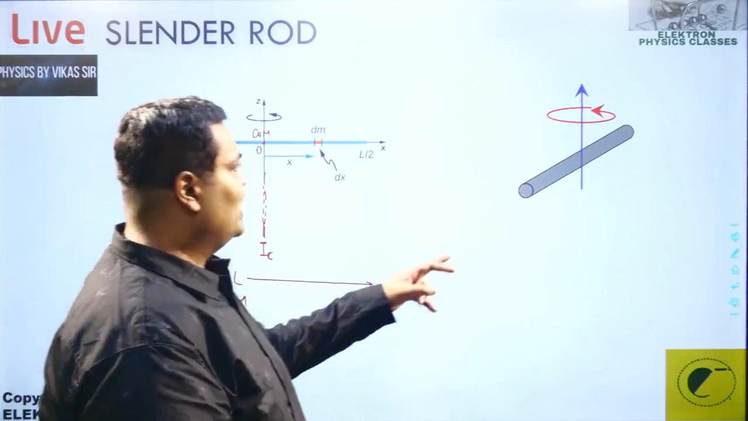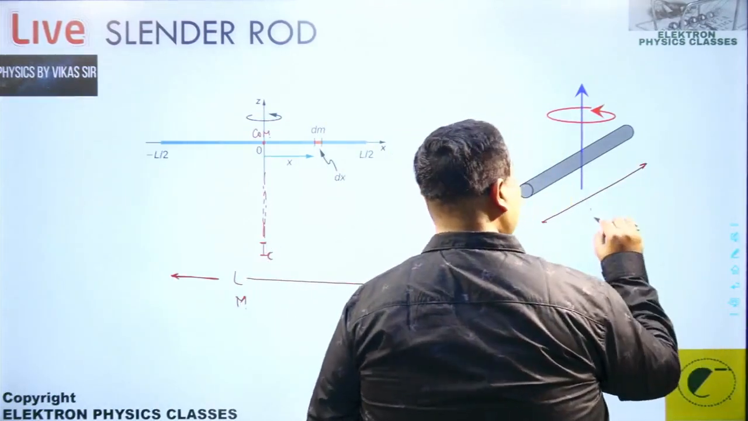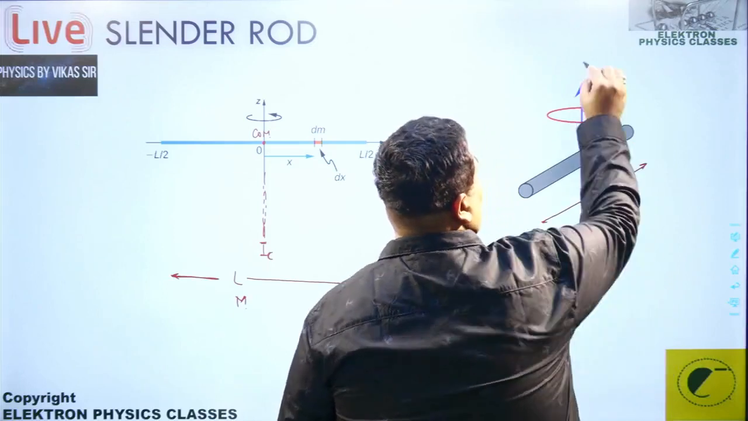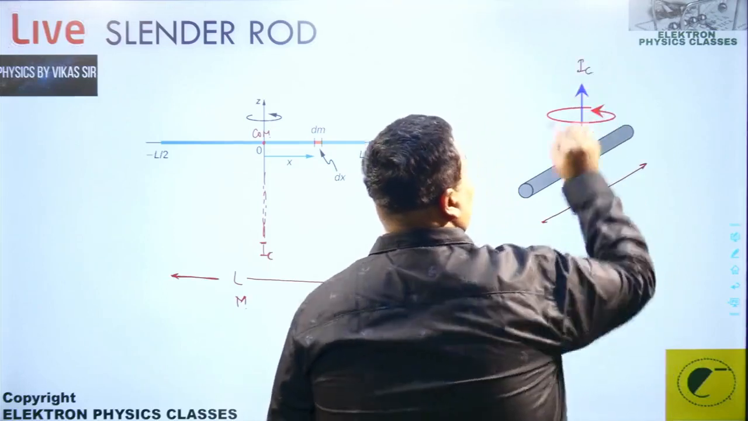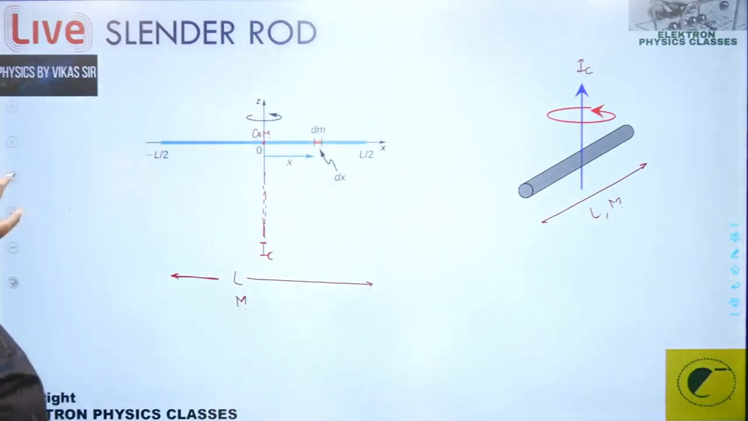And the mass of this is supposed to be m. A 3D view can be like this. So this complete length is supposed to be l. The mass of this is supposed to be m. And that's your centroidal axis. We need to calculate the moment of inertia about this particular axis. How do we do so?